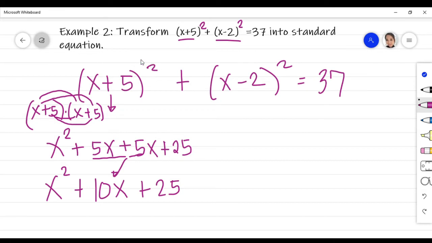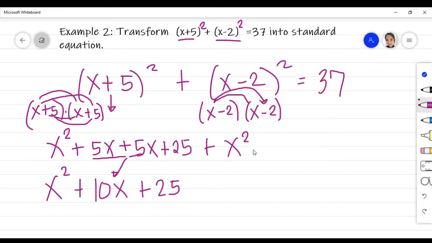So we already expanded this one. So how about x minus 2 squared? So plus, let's expand that one. That is x minus 2 times x minus 2, right? So x times x, that is x squared, x times negative 2. Remember, that's negative 2. So that is negative 2x. Negative 2 times x, so that is negative 2x. Negative 2 times negative 2, so that is positive 4.